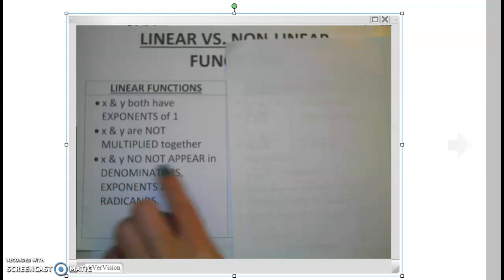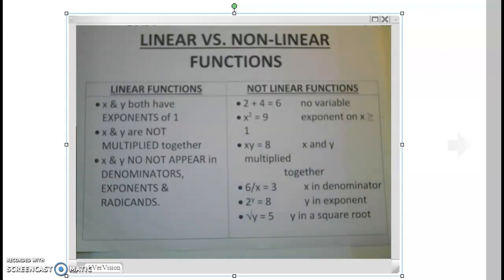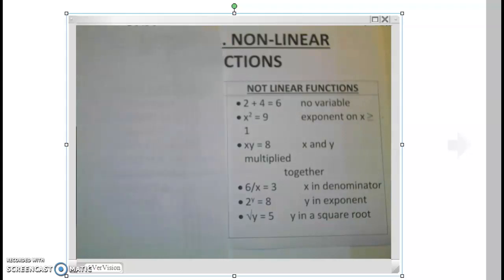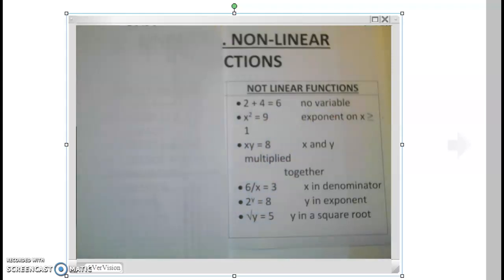x and y are not to appear in the denominator, as an exponent, or in the radicand. Now, this may help you to understand all that. Let's look at the other side, the nonlinear functions. So these are nonlinear functions. 2 plus 4 equals 6. There's no variable, so it's not a function. It's just a number. It's a constant.